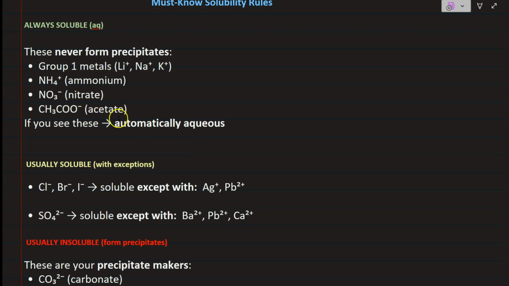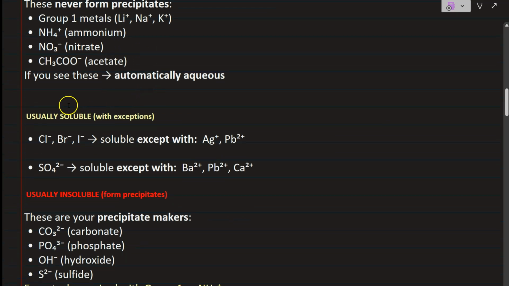Nitrate, acetate, ammonium, and of course we have the group 1 metals, the highly reactive metals: lithium, sodium, and potassium. And then usually they are soluble, except there's an exception. We have chloride, bromide, and iodide.